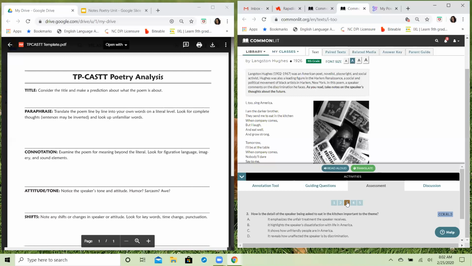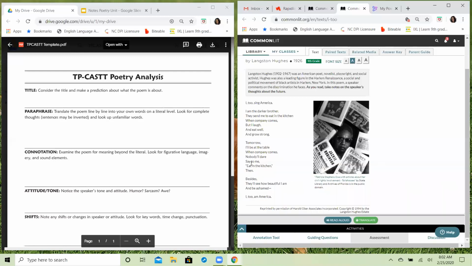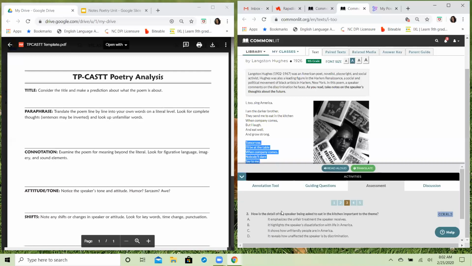what does the author want readers to take away from this poem? Question 3, how is the detail of the speaker being asked to eat in the kitchen important to the theme? Again, you want to go to that particular line of the poem where your speaker says, "I'll be at the table when company comes. Nobody will dare say to me, 'Eat in the kitchen,' then." How is this important to that main theme? Again, you're still going back to question 1. If you don't have the main theme to this poem picked out right, you're not going to have these particular answers.